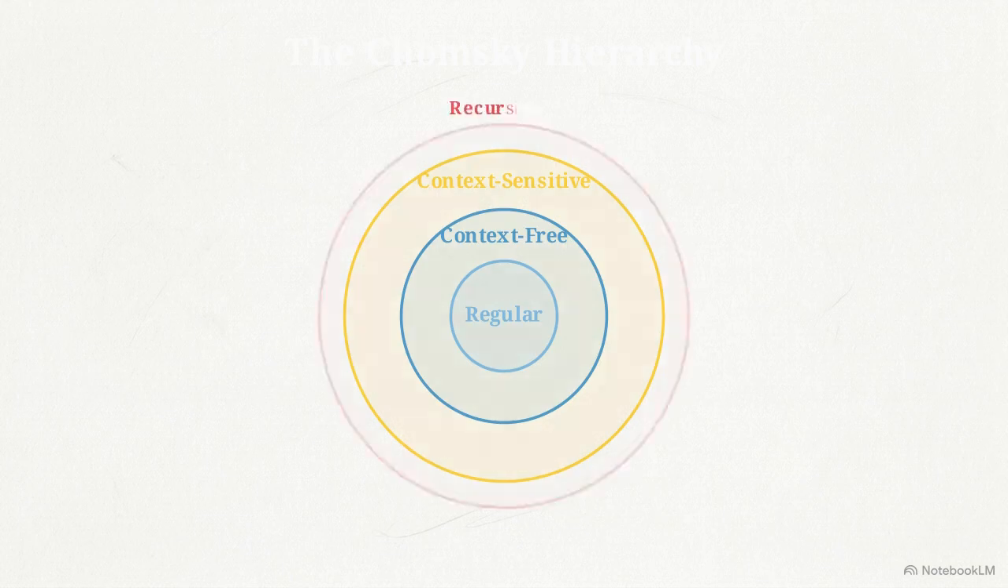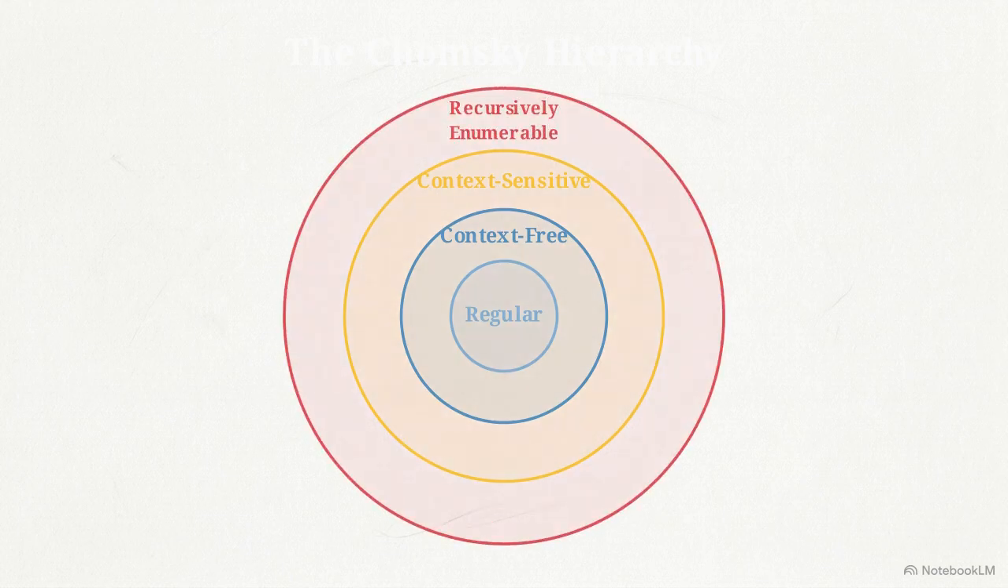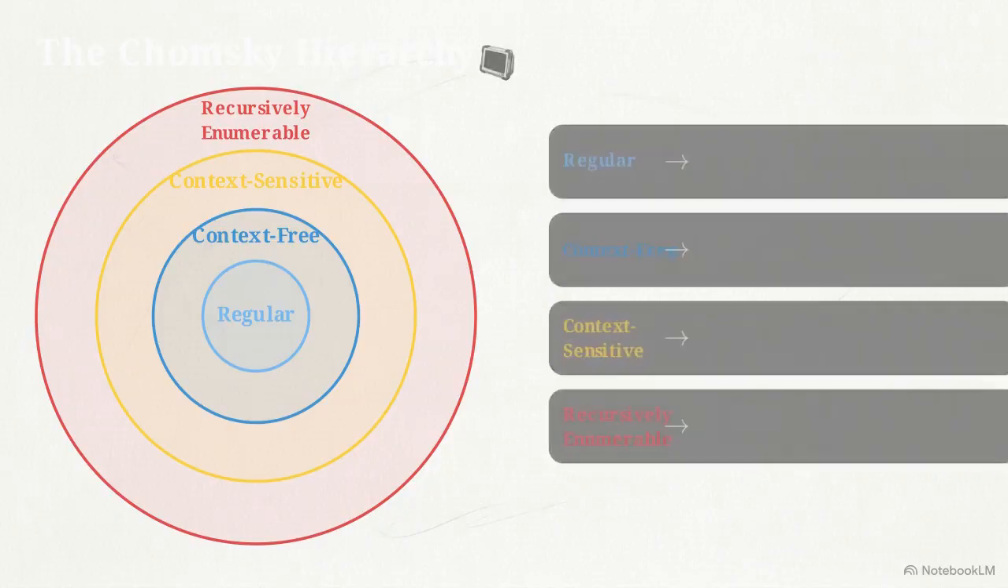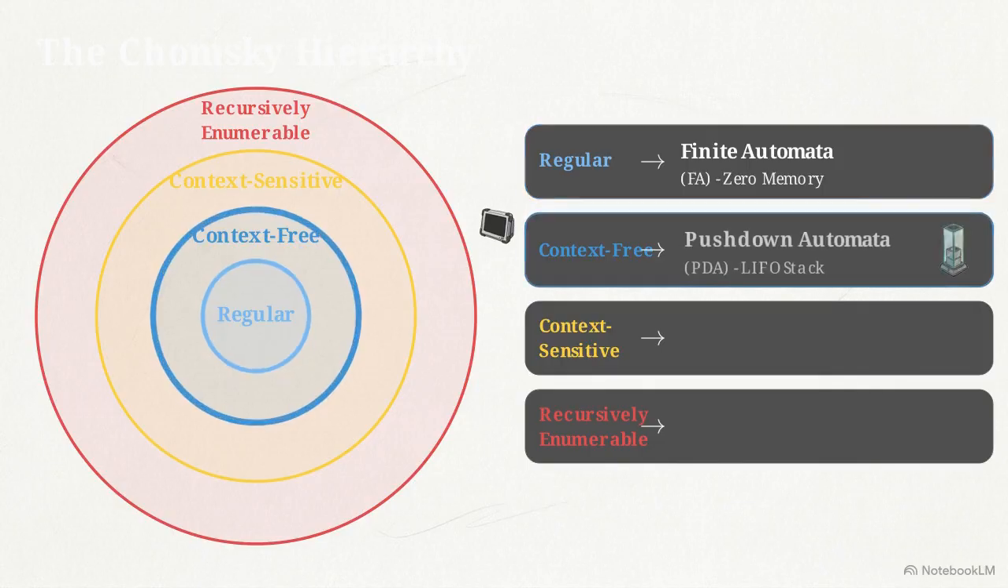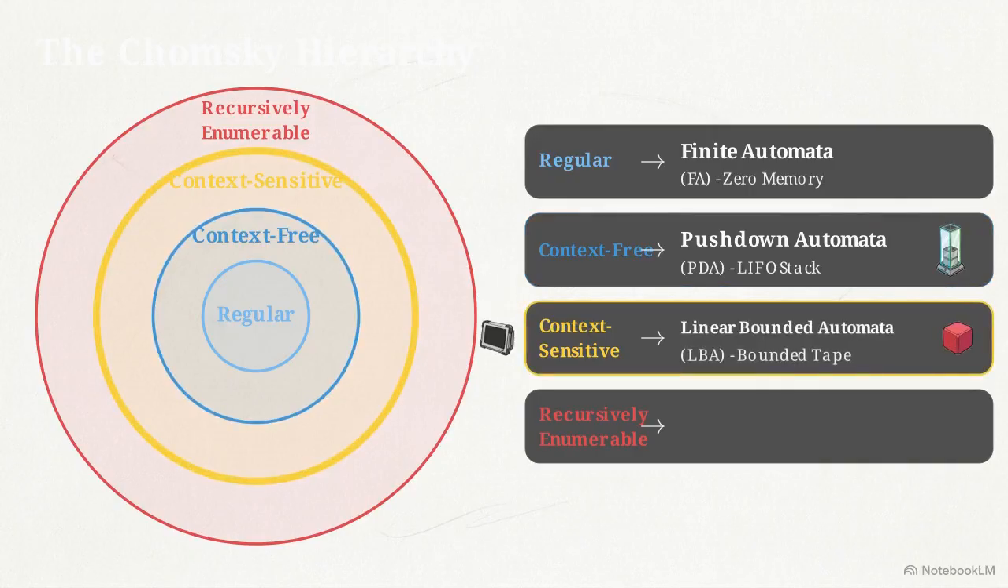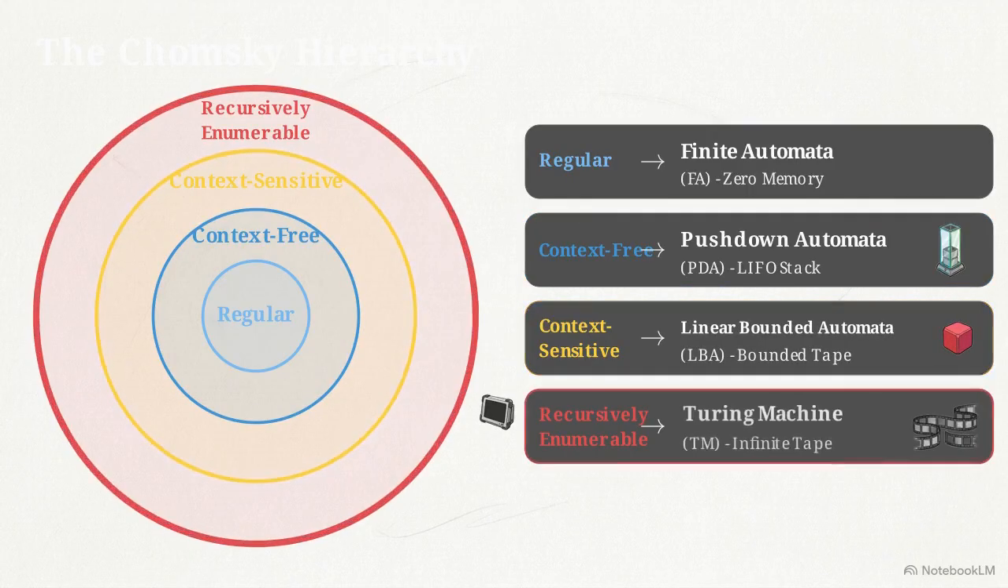system. We map this evolution using the 4-level Chomsky hierarchy. It starts at the center with simple regular languages, expands to context-free, grows to context-sensitive, and reaches the outer limit of recursively enumerable languages. Each of these language rings is locked to a specific hardware equivalent. Regular languages run on finite automata with zero memory. Context-free requires a push-down automaton with a stack. Context-sensitive needs a linear bounded automaton. And recursively enumerable demands the infinite tape of a full Turing machine.